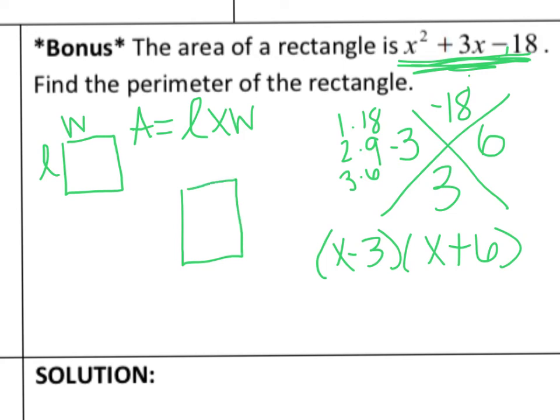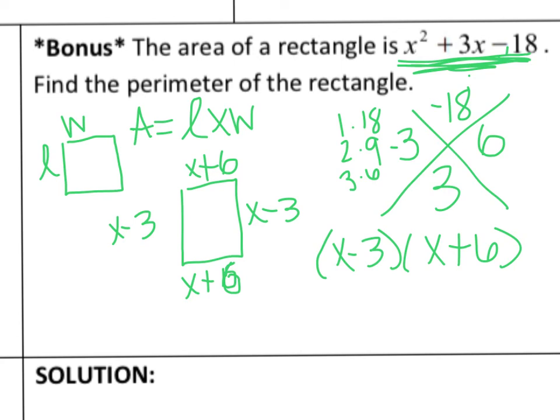So those are the side lengths of the rectangle. So if this one is x minus 3, this one can be x plus 6. And then because it's a rectangle, we know that this side's also going to be x minus 3, and this side is also going to be x plus 6. I don't know why the 6 is so ugly.